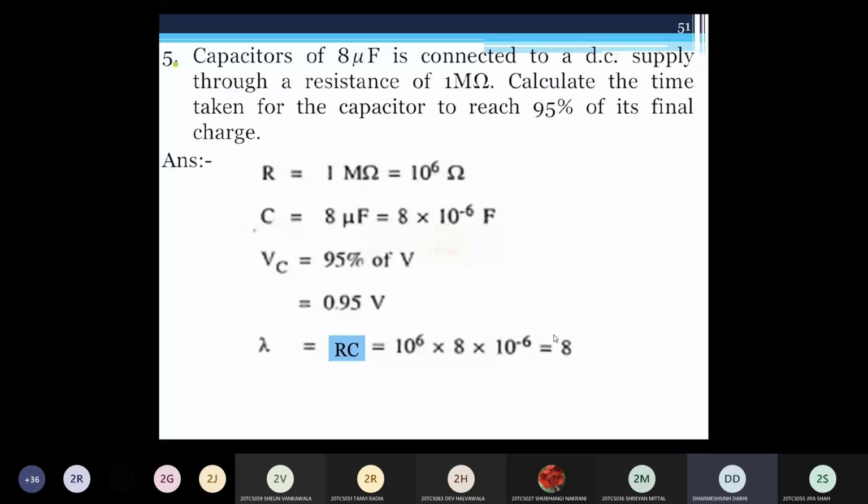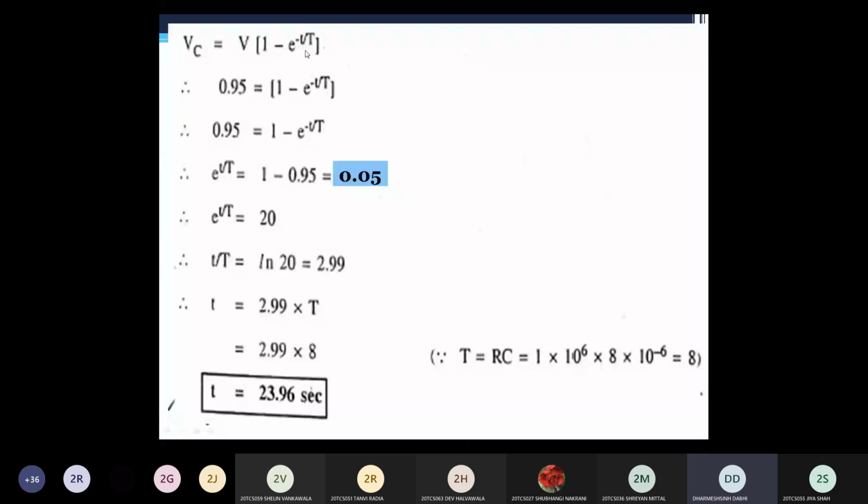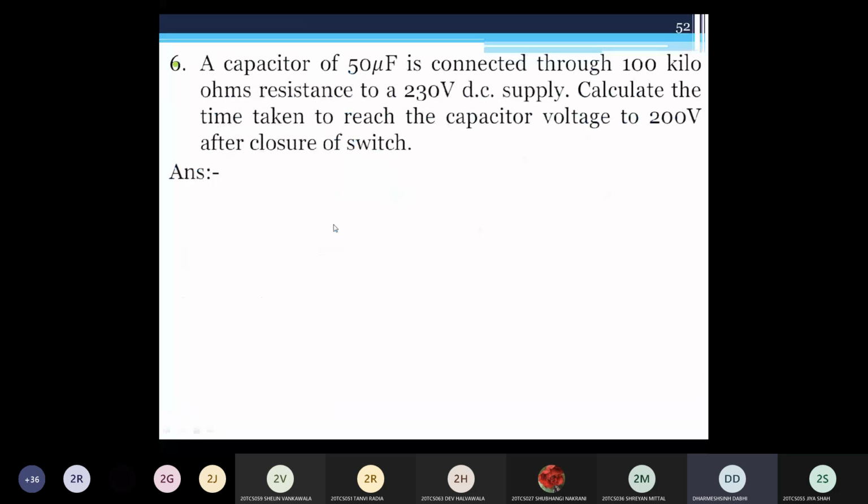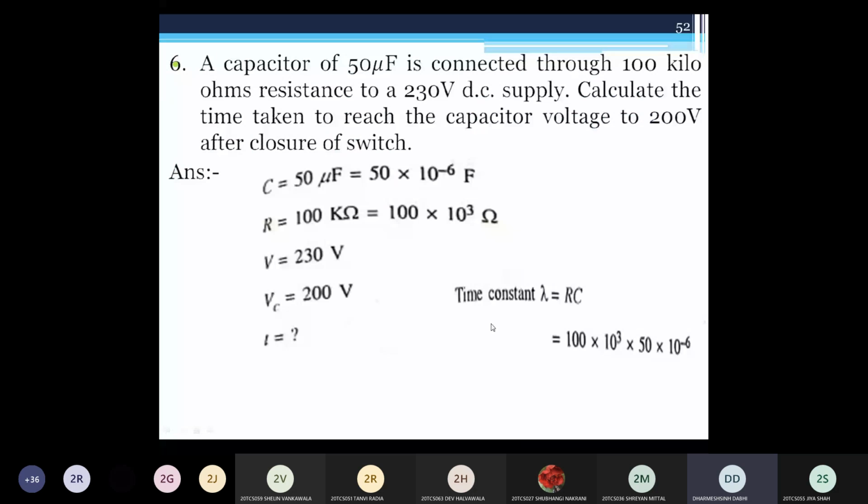Let's understand first. First, you find the charging time constant, lambda, which is R times C. As you know the equation, V is equal to V into 1 minus e raised to minus t upon lambda. In this example, RC is 100 into 10 raised to 3, that is your resistance, multiplied by the capacitor, which is 50 microfarad, so you get 5. Clear? That is a constant.